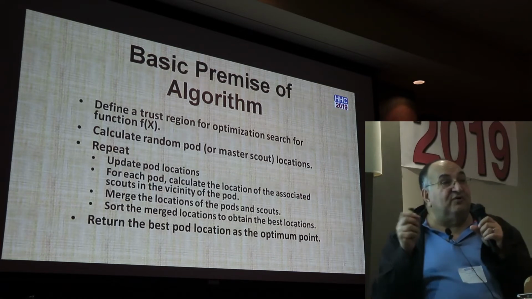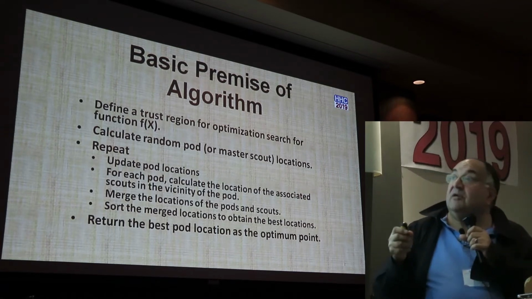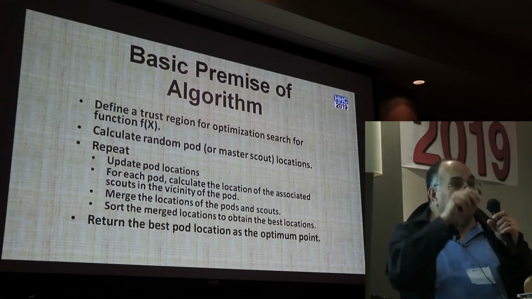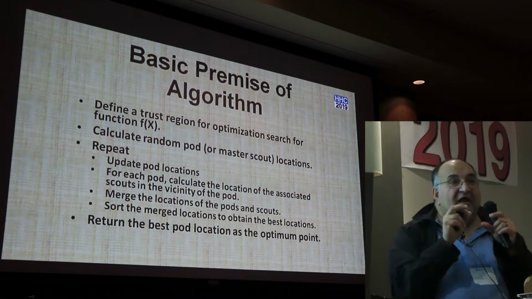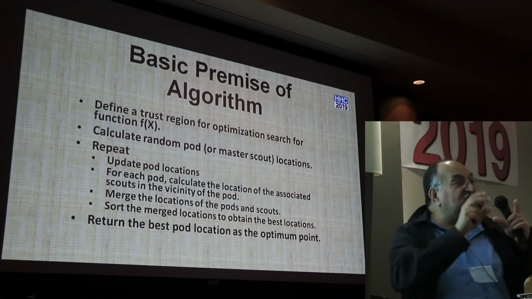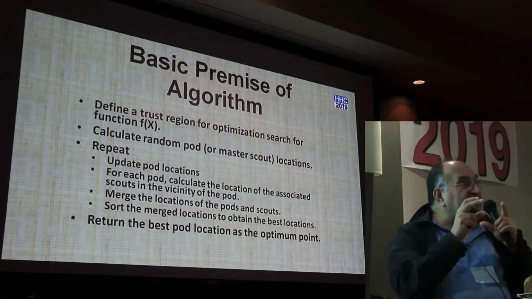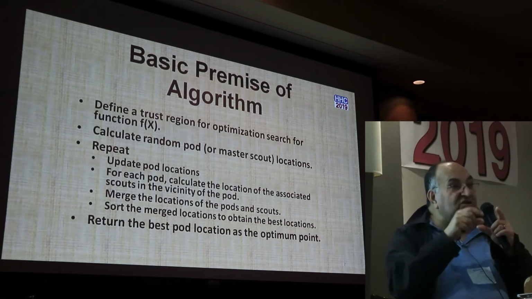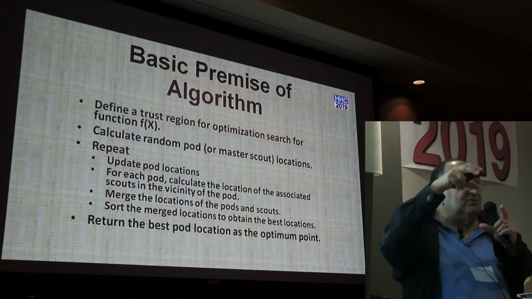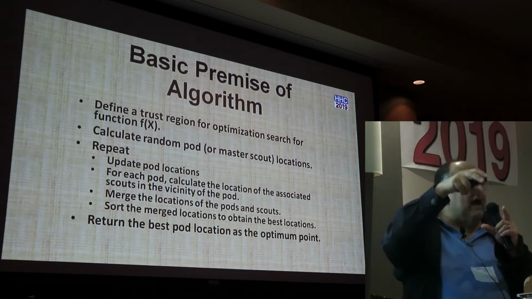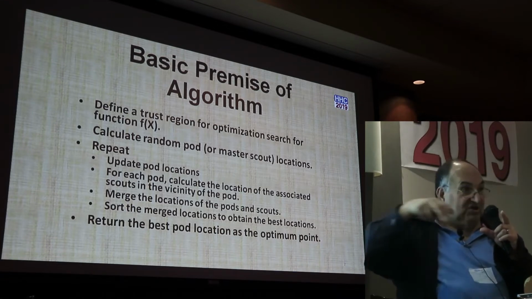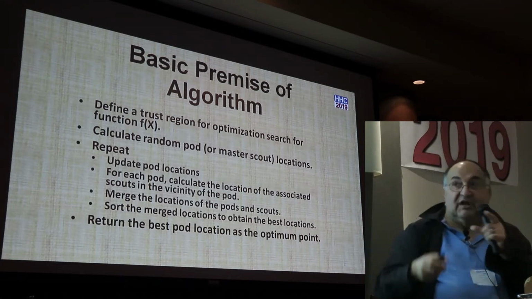As in almost every evolutionary algorithm, you have a function with multiple variables, and one of the first things you have to do is define a trust region. A trust region is made up of ranges for each variable. So you know that the solutions that are valid, or the solutions that I'm interested in, are in this region. Anything outside, I will ignore.